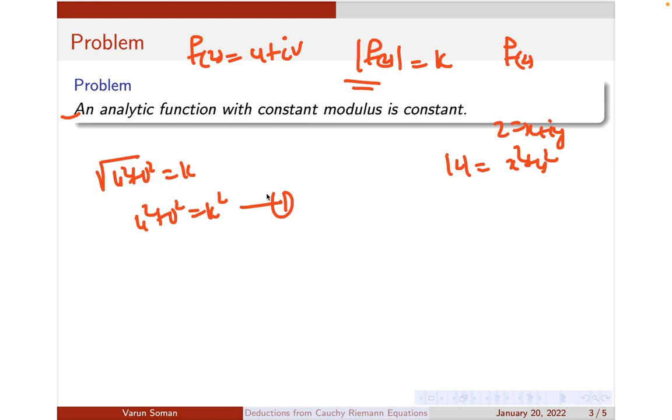I hope it is clear. I have just written what is given in the question, that is, the modulus is a constant. So if f(z) is equal to u plus iv, the modulus of f(z) is simply the square root of u squared plus v squared, and it is told that it is a constant. So I am calling it k.